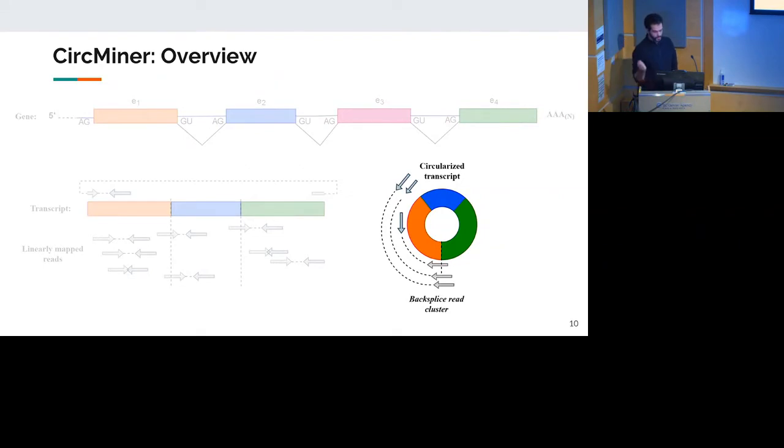So after detecting all these backsplice junction reads, we cluster them together based on which transcript they come from and their breakpoints to finally report the circular RNAs, along with the number of supporting backsplice junction reads.